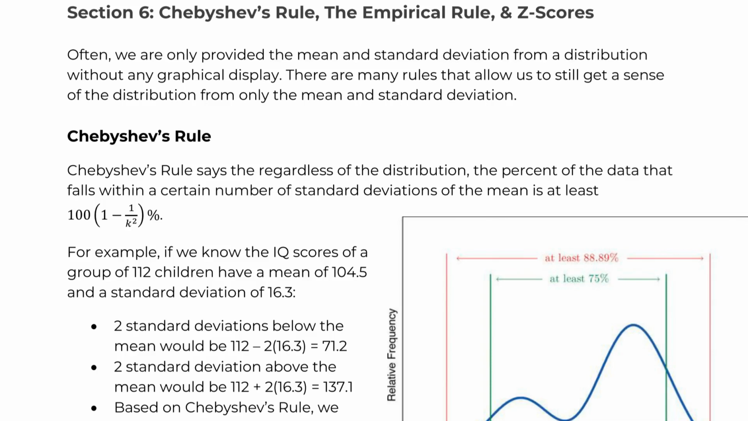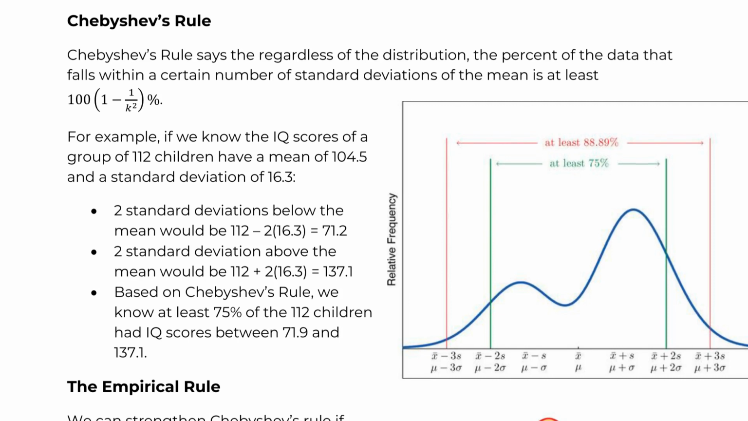So section 6 is really telling us all about how the mean and standard deviation give us a lot of information about the distribution. We don't even need to see the drawing or the display, because the mean and standard deviation, through two different rules, Chebyshev's rule and the empirical rule, tell us pretty much what's going on with our data. So Chebyshev's rule works regardless of distribution.